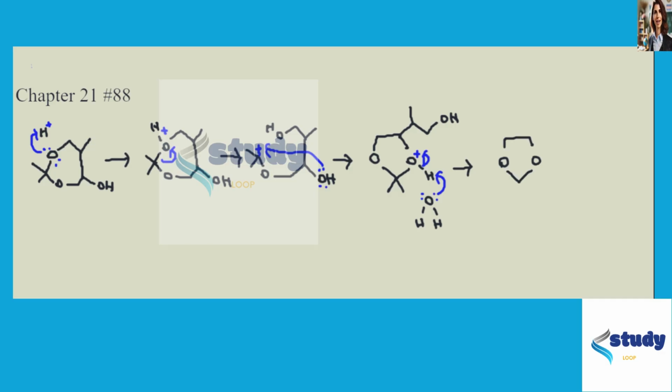And so this is a very straightforward mechanism. It's just an acetal opening and then reclosing, although reclosing with a different hydroxy group. And there we go. There's our final product and the stepwise mechanism for it. And that's the answer to Chapter 21, problem number 88.